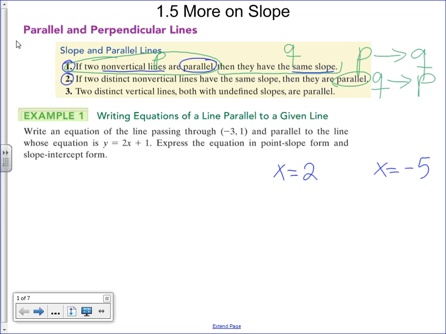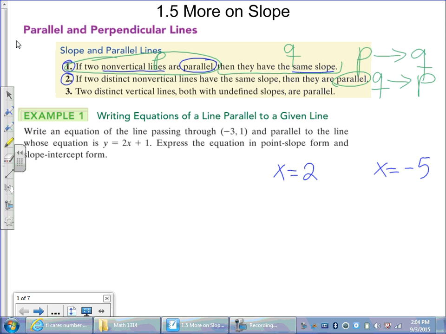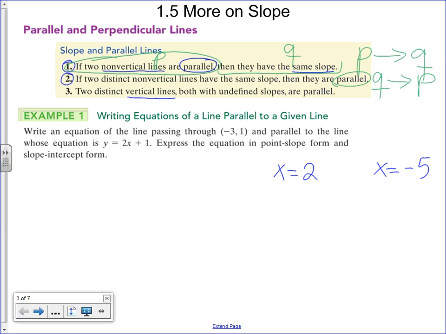Now number 3, it covers vertical lines. So we're not gonna say their slopes are equal, we're just gonna say vertical lines are parallel. And that's it. Now I have a question for all of you. What about horizontal lines? Why they're not talking about those then? Or are they? Yes, they are. They're non-vertical, right? So yes, horizontal lines are covered by 1 and 2.